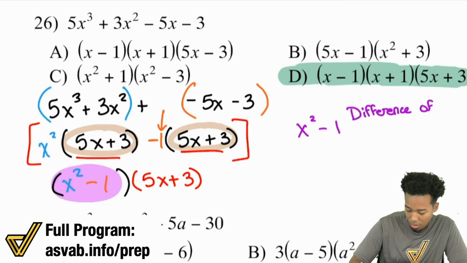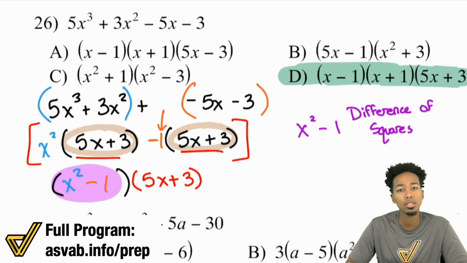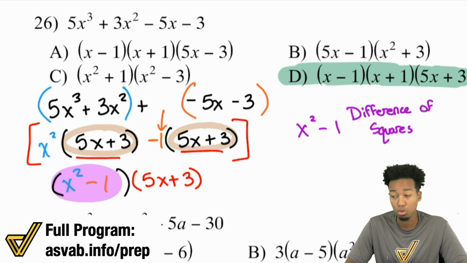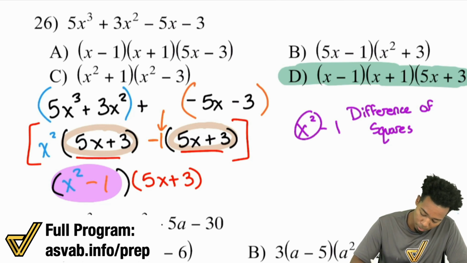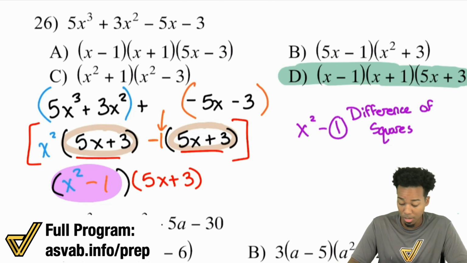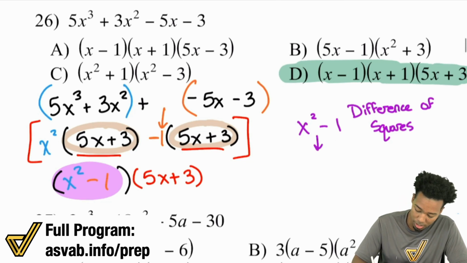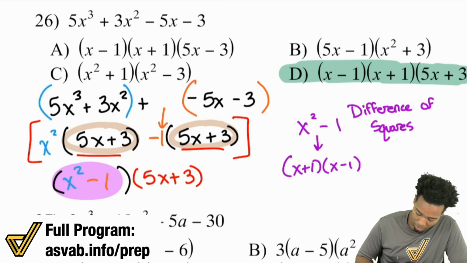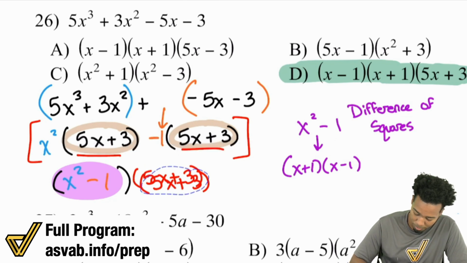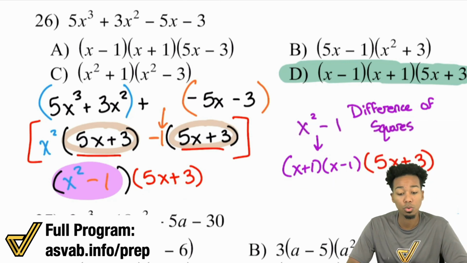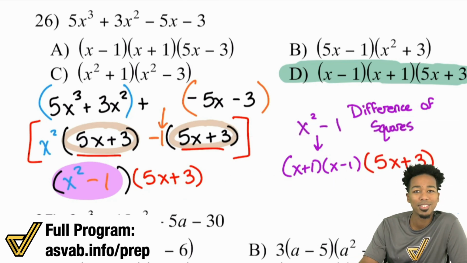And I'll let you go ahead and go to that video to watch how this all works. But basically, when you're taking the difference or subtracting two perfect squares, x squared being x times x, 1 being 1 times 1, and you're subtracting them, the way it goes down is like this: x plus 1, x minus 1. And then you can go ahead and bring what we had earlier, the 5x plus 3. And that's where answer choice D comes from.